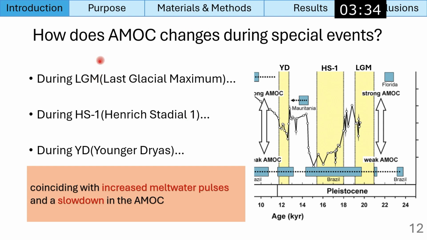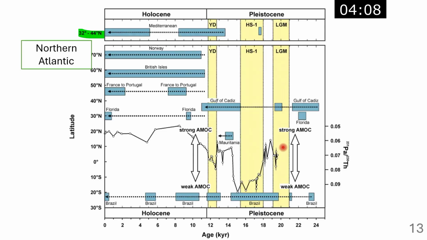So how does AMOC change during these special events? During the Last Glacial Maximum, the strength of AMOC remains moderate to strong. During Heinrich Stadial 1, the strength is weaker. And during the Younger Dryas, it is relatively weaker than in these 2 periods. Because these 2 periods coincided with the increased meltwater pulse, it caused a slowdown in the AMOC.